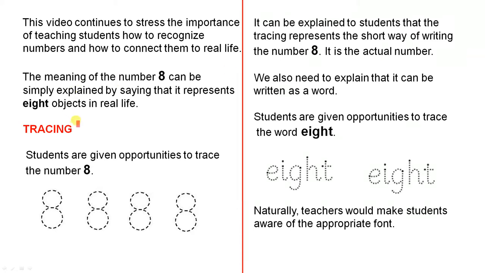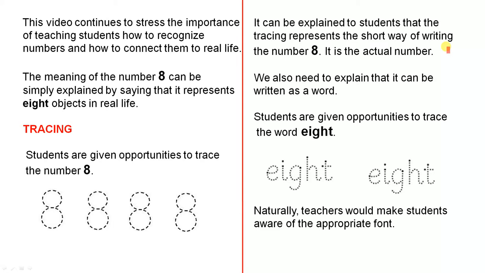Tracing. Students must be given many opportunities to do tracing in kindergarten because this skill is very closely connected to fine motor skills. Students are given opportunities to trace the number 8. So just a few examples, and you'd give them many more examples, because the more they trace the number 8, the more likely they are to recognise it and to remember it.